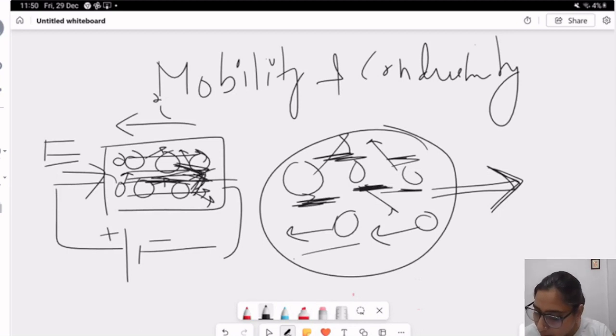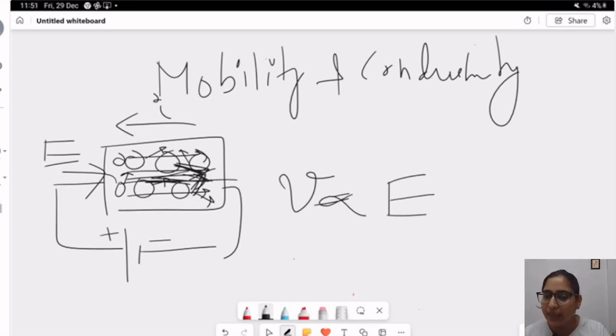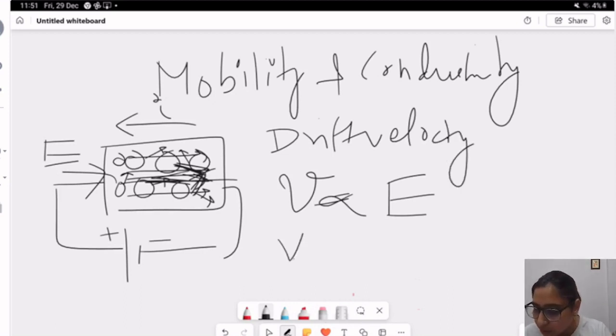Okay, now what is our drift velocity? We can see here drift velocity V is nothing but it is proportional to the electric field, which we are applying. So this is our drift velocity. Now, if I have to remove this proportionality, I have to put here mu. What is mu? Mu is the mobility of electron.